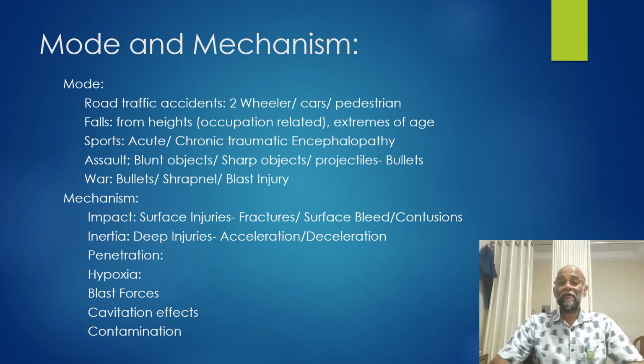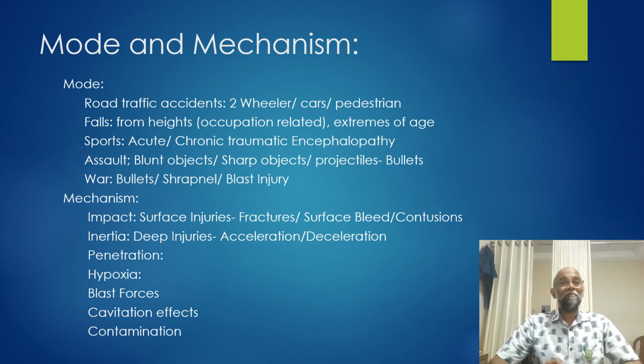Assault by blunt objects, by sharp objects, or by projectiles. And these projectiles include bullets. It can happen in war. More and more, it is happening in peacetime terror attacks. In war, you have head injuries resulting from bullets. You can have shrapnel from bombers. And also, there is a condition where nothing hits the head, but the blast wave itself produces head injury.